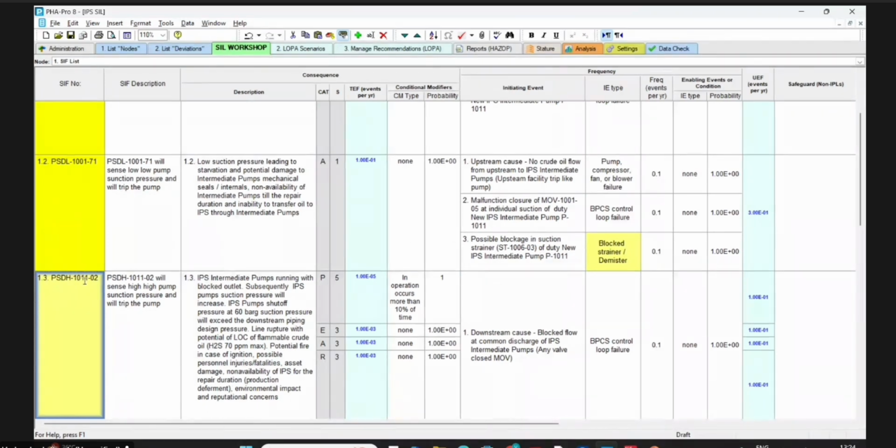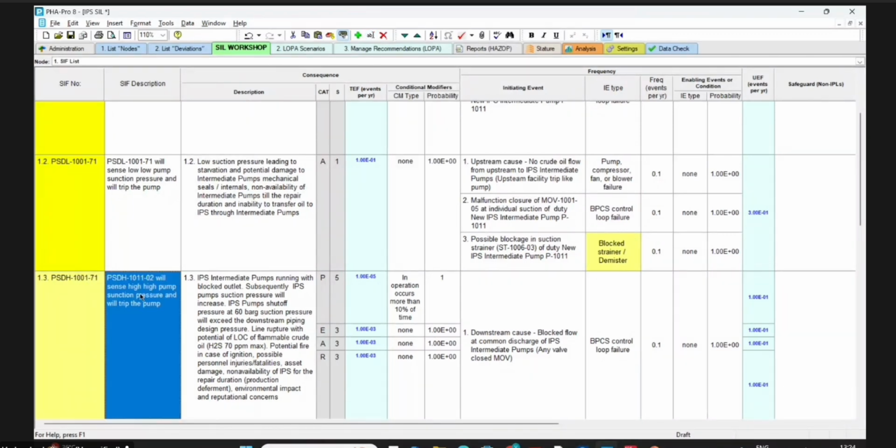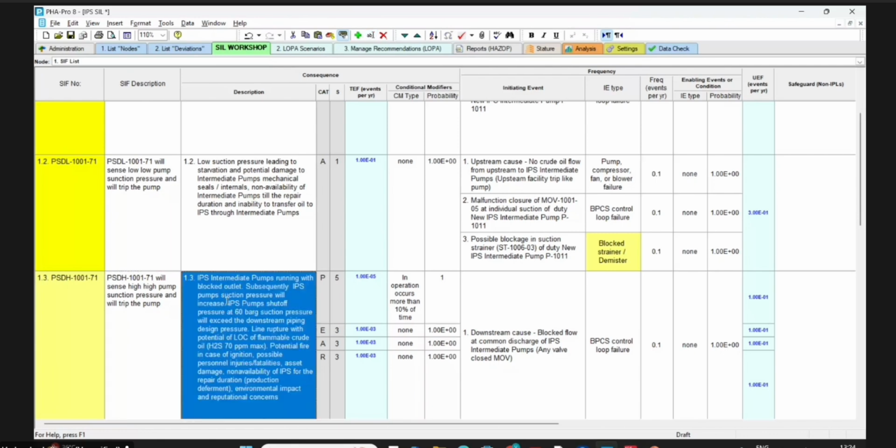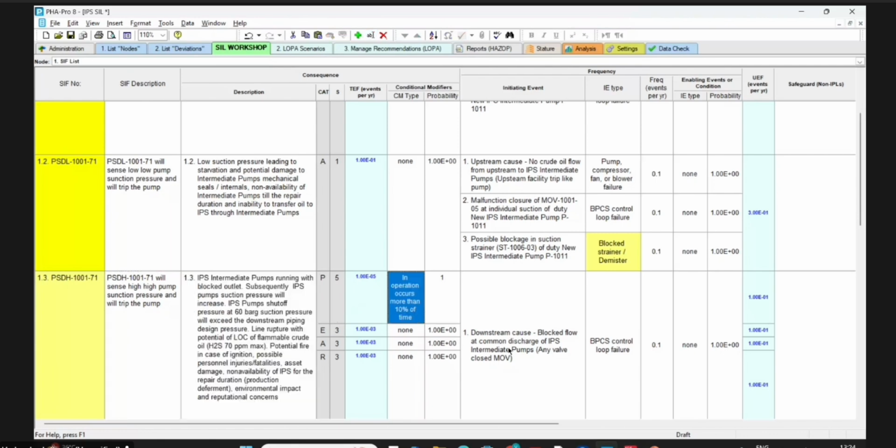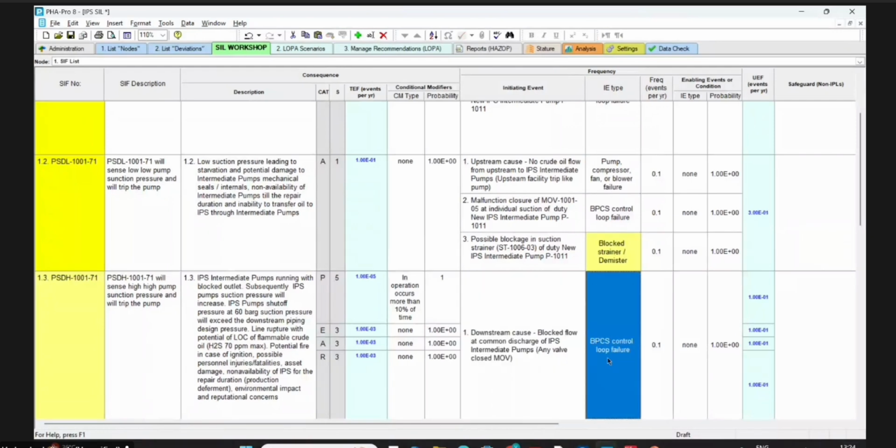PSDH. What is PSDH number? Same. 71. This is the section. Okay. 71. 21. Yes. PSDH 71. Yes, correct. This is correct. And this is correct.